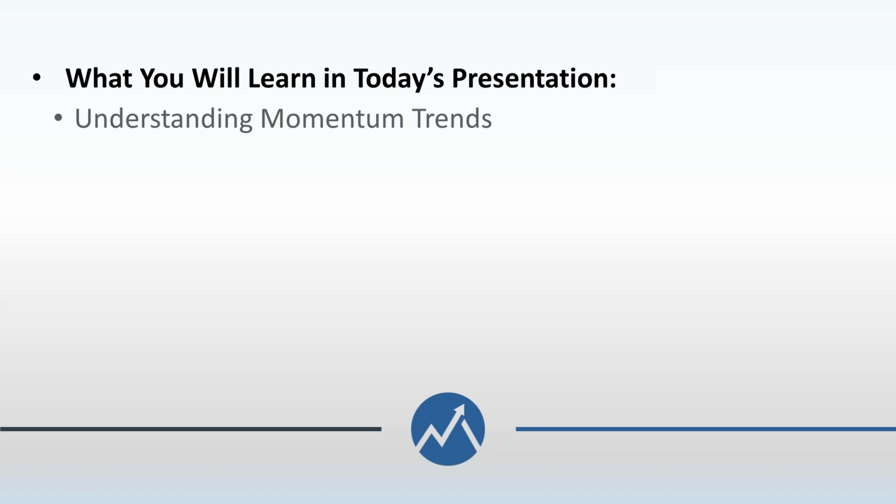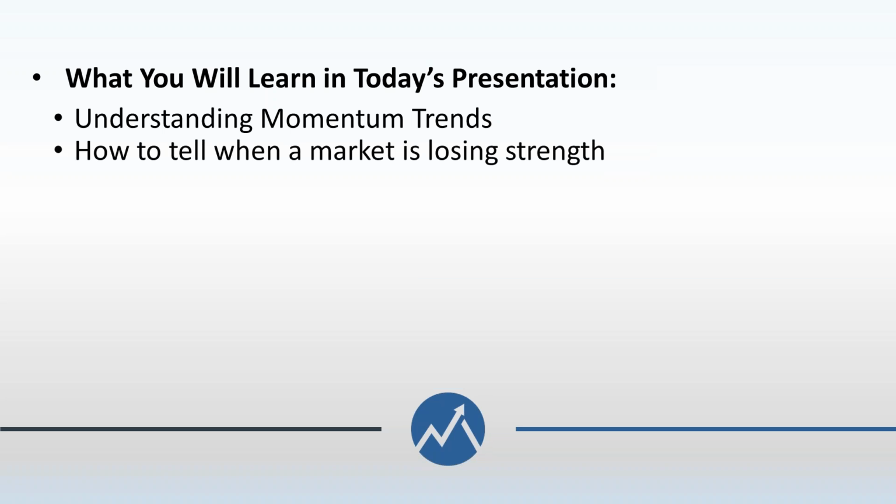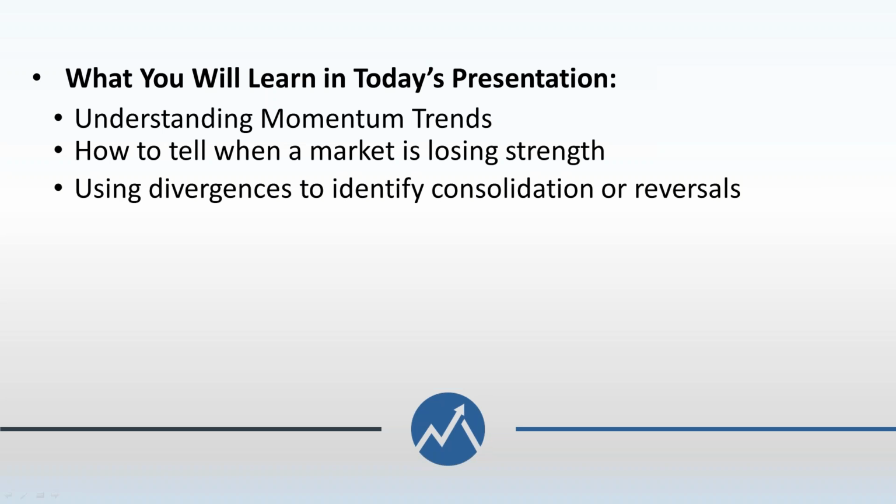So what are we going to be talking about? We're going to talk about understanding momentum trends, so understanding the trend and the momentum that a market's experiencing. We're going to talk about how to tell when a market's losing strength. So how to tell when buyers or the rallies are losing the strength that they originally had, or when the sell-offs are losing the strength that they originally had. And then lastly, we're going to talk about using divergences to identify potential reversals in markets and identify tops and bottoms.